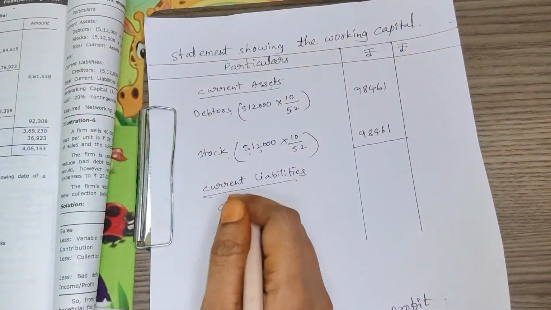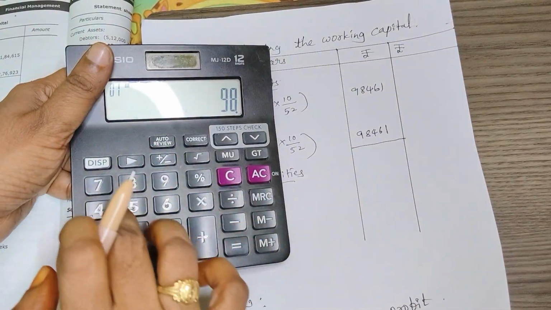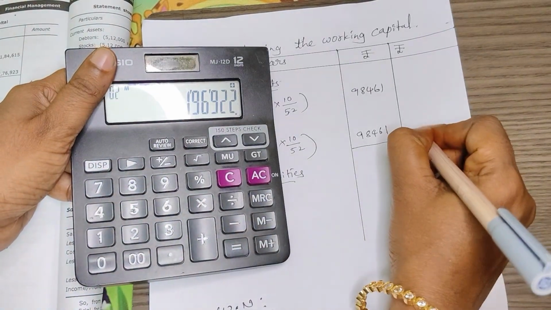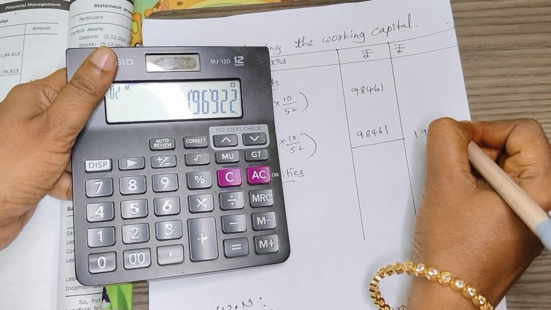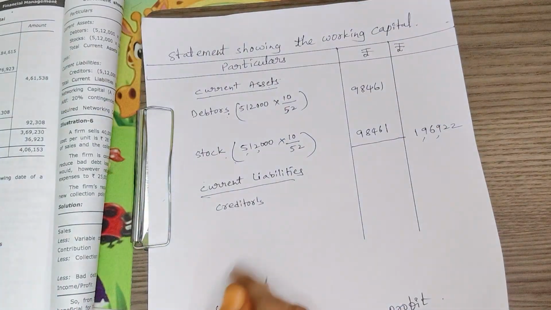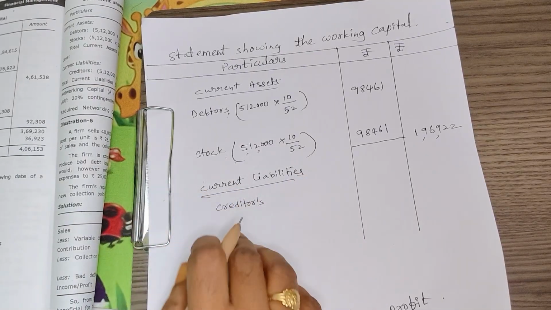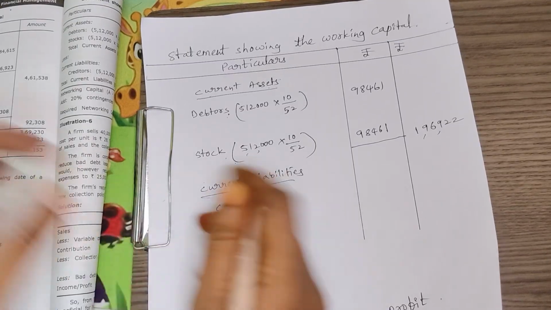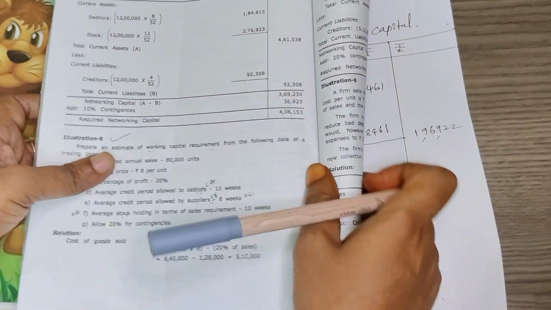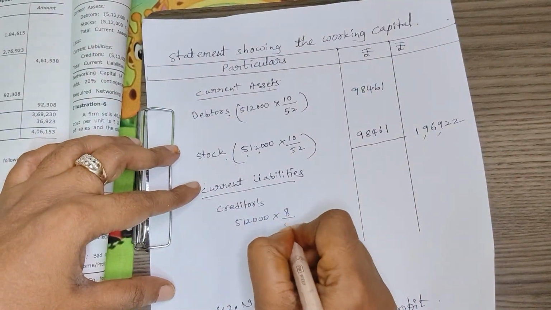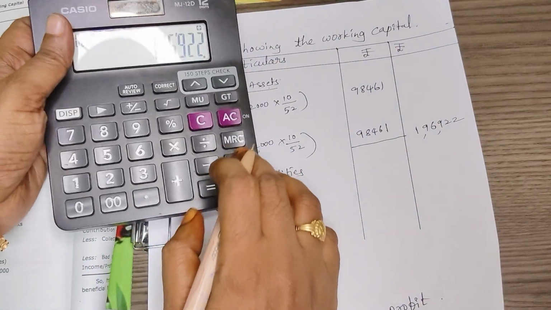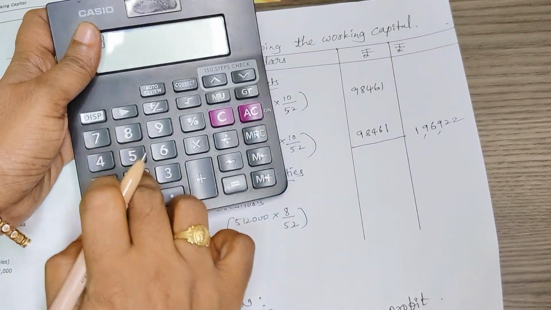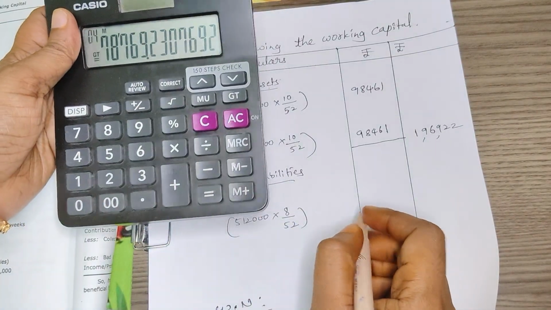Take the total of current assets. 98,461 plus 98,461 is 1,96,922. Then current liabilities. Under current liabilities only we have creditors. Here creditors also we can calculate by using total cost only. So 5,12,000 into what is the credit period of creditors? 8 weeks. 8 out of 52 weeks. 5,12,000 into 8 divided by 52 is 78,769.